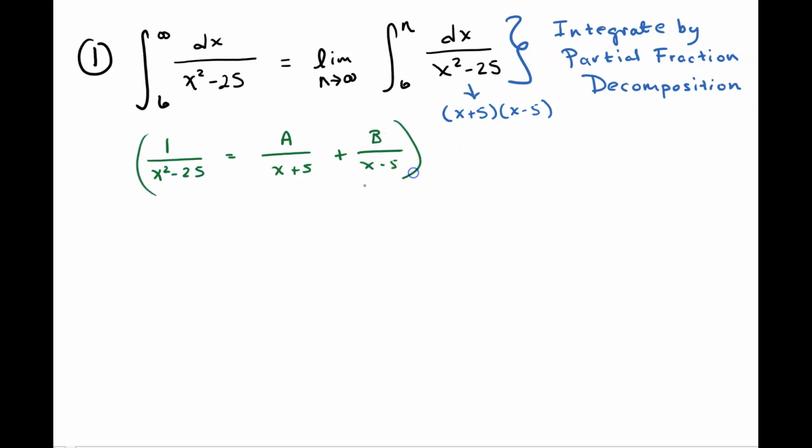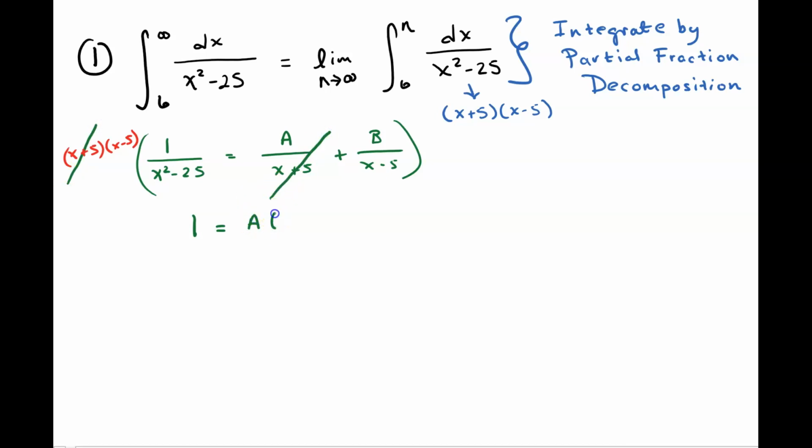And what we're going to do here is multiply straight across by those two factors in the denominator, x plus 5 and x minus 5, to come up with an equation that we can utilize to solve for a and b. When I do this, it's going to clear out the denominator in the first fraction, leaving me with 1 equal to, and in the second case, it's going to cross out this x plus 5.